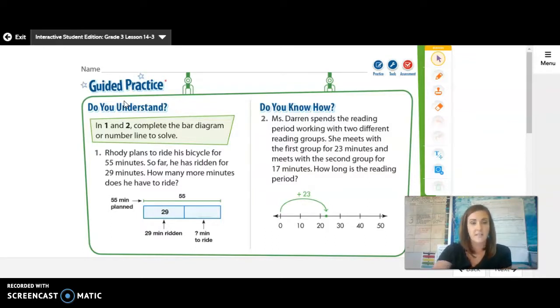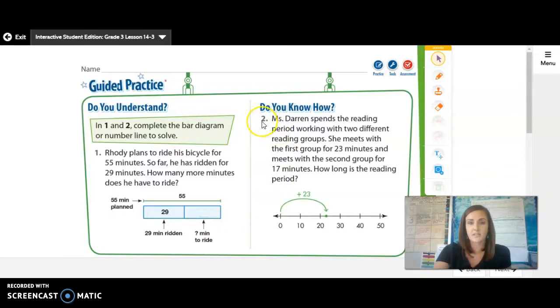So the first one, it says, Rody plans to ride his bicycle for 55 minutes. So far, he has ridden for 29 minutes. How many more minutes does he have to ride? So here they've already drawn this out for you. So he has 29 minutes that he's ridden. They need a total of 55 minutes here. And they want to know how many more minutes does he have left to ride.